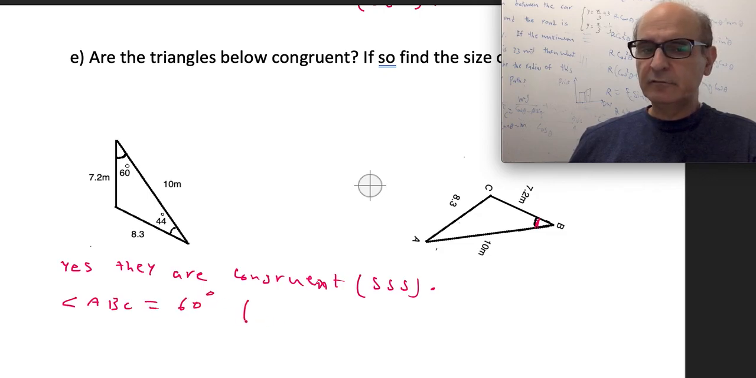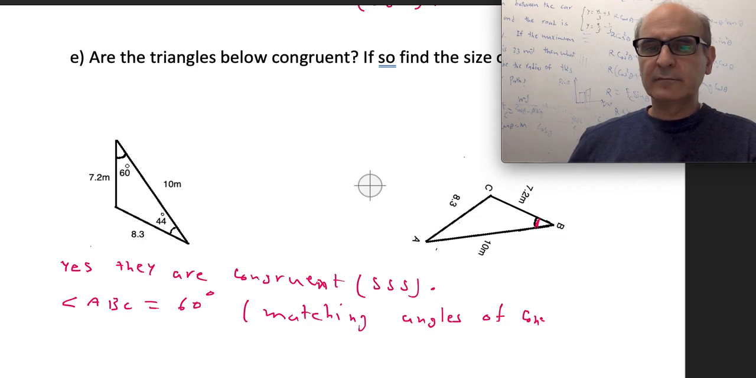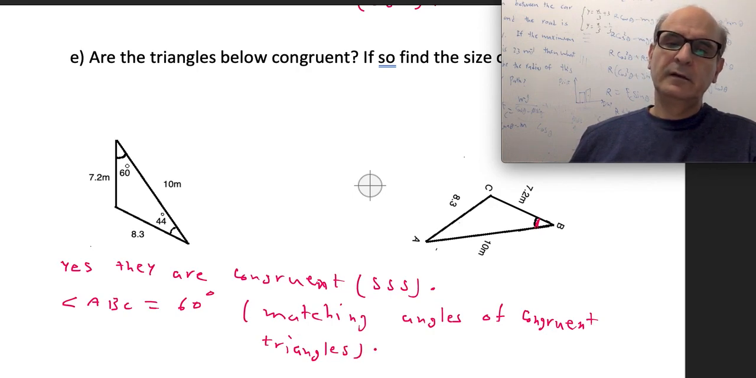And the reason, if you want to give the reason, matching angles or corresponding angles of congruent triangles. Everything about these triangles is the same, so these angles will be equal.